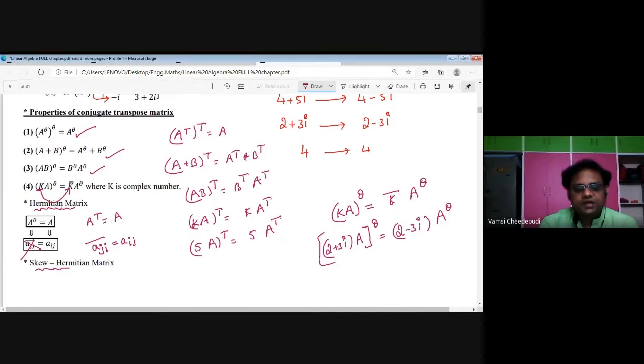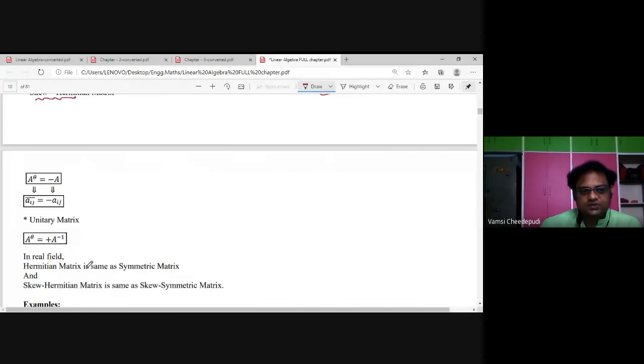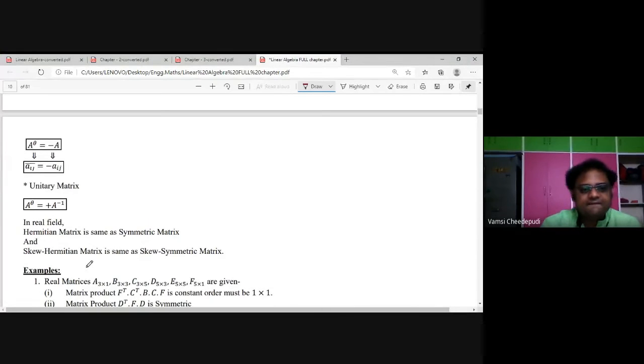Next, skew Hermitian matrix. It is just like a skew symmetric matrix. What is skew symmetric? A transpose is minus A. In the same way, skew Hermitian is A power theta is equals to minus A. If A power theta is equals to minus A, in A the matrix element is A I J, and here A J I bar, please correct this, A J I bar is equals to minus A. Then you can say that it is a skew Hermitian matrix.